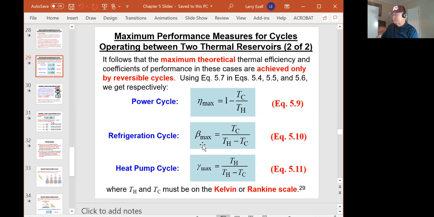So the maximum efficiency, or the coefficient of performance, beta max, or beta Carnot, is equal to TC over TH minus TC. For our heat pump cycle, gamma max is equal to TH over TH minus TC. So there's three fairly simple equations.